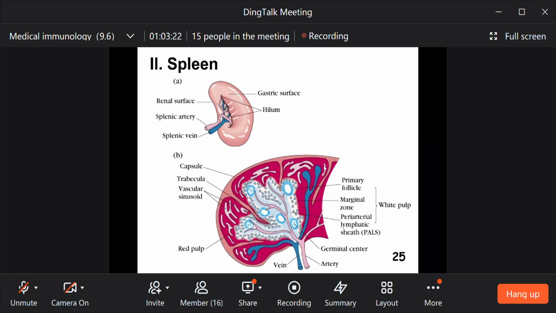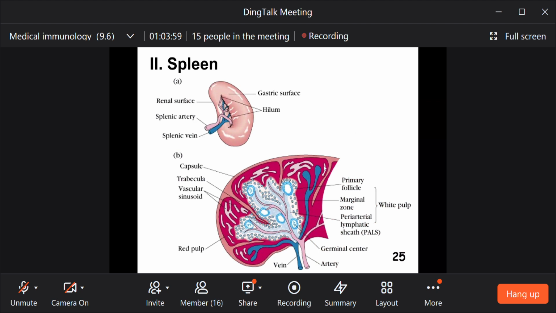The spleen contains a large amount of blood that periodically passes into the circulation by contraction of some tiny muscles around it. We can see the picture. There are two different parts to the spleen, each with a different function.